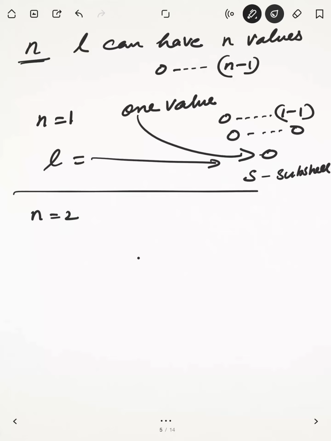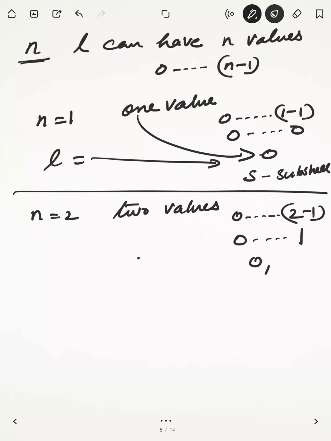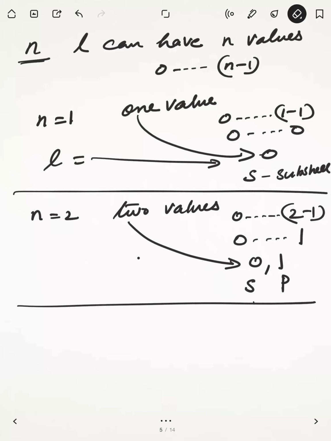If n is equal to 2, L can have 2 values. What are these values? These values are ranging from 0 to n minus 1, that is 2 minus 1, that is 0 to 1, that means 0 and 1, these are the 2 values. When L is equal to 0, S subshell. When L is equal to 1, P subshell. S subshell is spherically symmetrical and P subshell is dumbbell shaped. Now, when n is equal to 3, L can have 3 values.